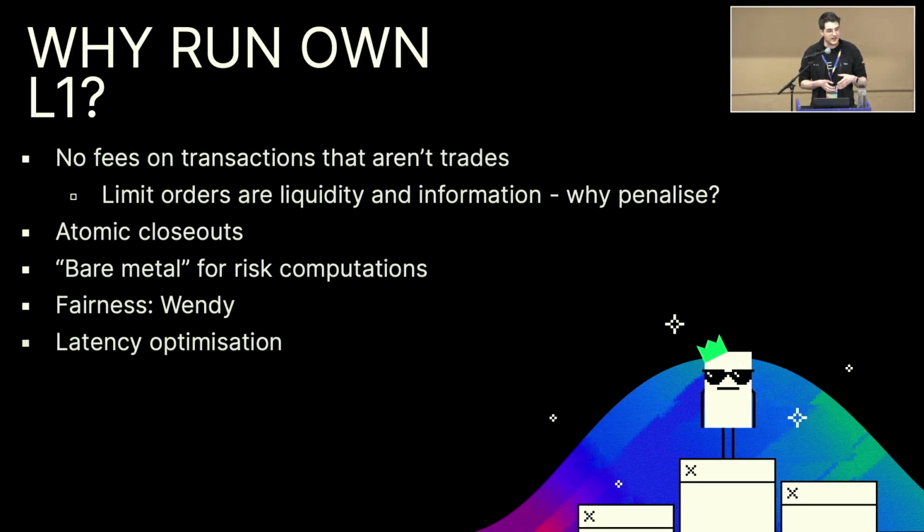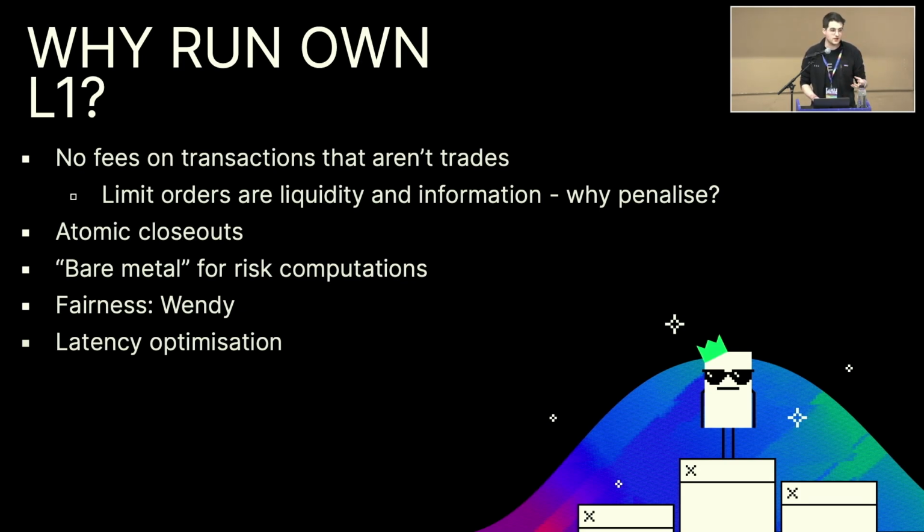A lot of people ask why run your own L1, why not just branch off Ethereum or other EVM style things. One of the crucial things is that we think a limit order book style market, you really can't have fees on placing orders, because a lot of your information comes from that, and you don't want to be blocking that information flow that really makes a market work. So we have no transaction fees on any of that. People pay a fee when they make a trade, but before that, no fees.